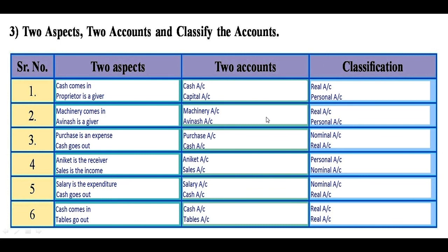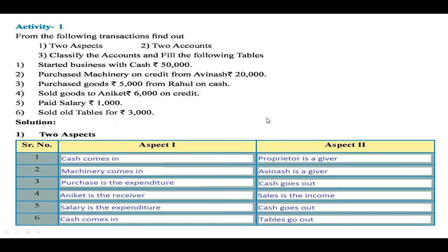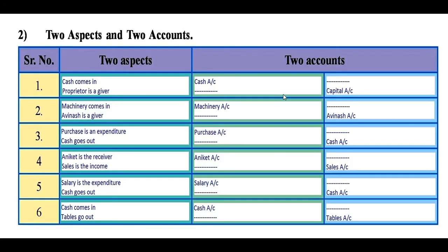Next transaction is purchase goods rupees 5,000 from Rahul on cash. Here it is given clearly that these goods are purchased on cash basis. So cash goes out of the business as soon as the goods are purchased. Now here the first aspect of the transaction is purchase is an expenditure. Since the cash is paid immediately, cash goes out. Which two accounts are involved here? Purchase account and cash account.